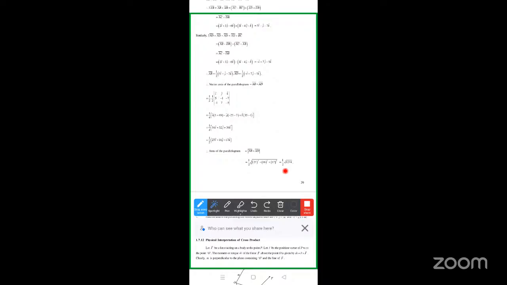So the area of the parallelogram formula: the magnitude of the cross product of any two sides of the parallelogram gives the area of the parallelogram.